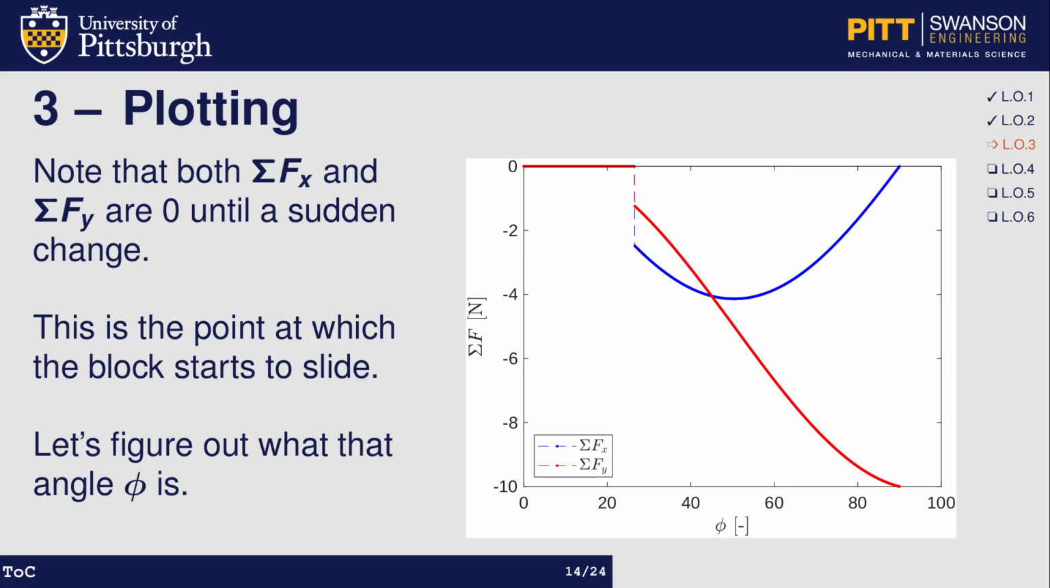It's caused by the fact that the coefficient of kinetic friction is lower than the coefficient of static friction, meaning that once the block slides, the force that is imparted by kinetic friction is less than the maximum value of static friction, and therefore there is not a continuous line from 0 to non-zero values. We can now analyze the value of phi at which that jump actually happens.